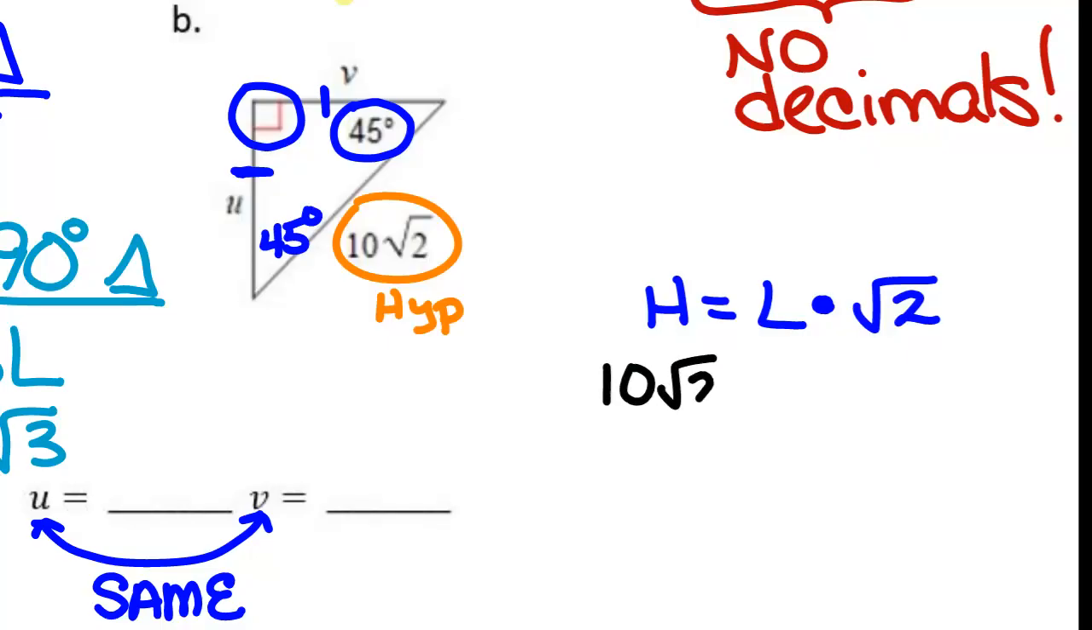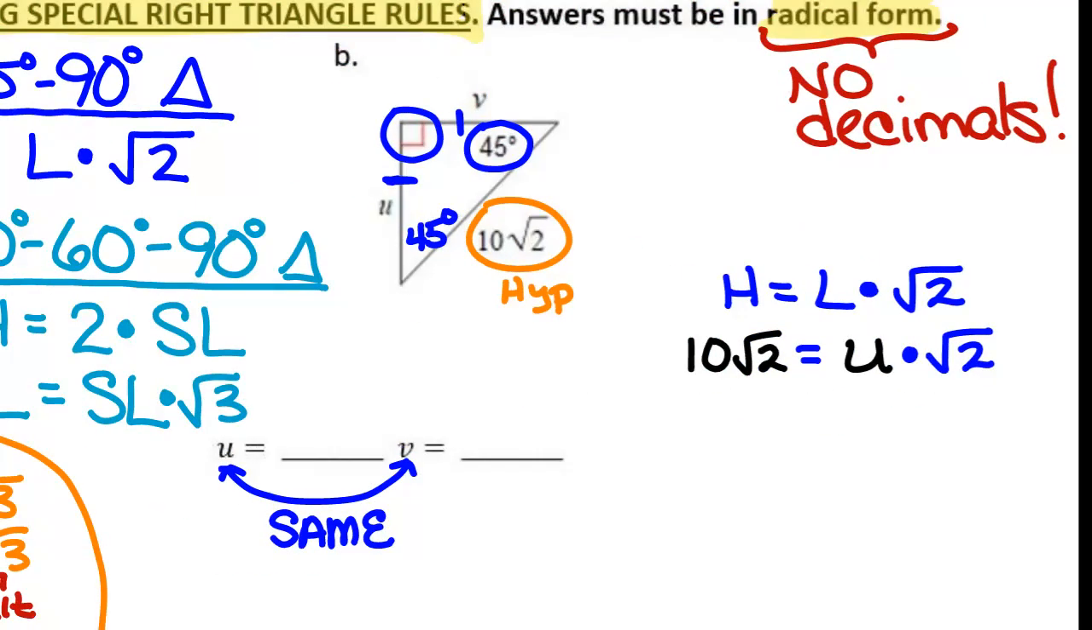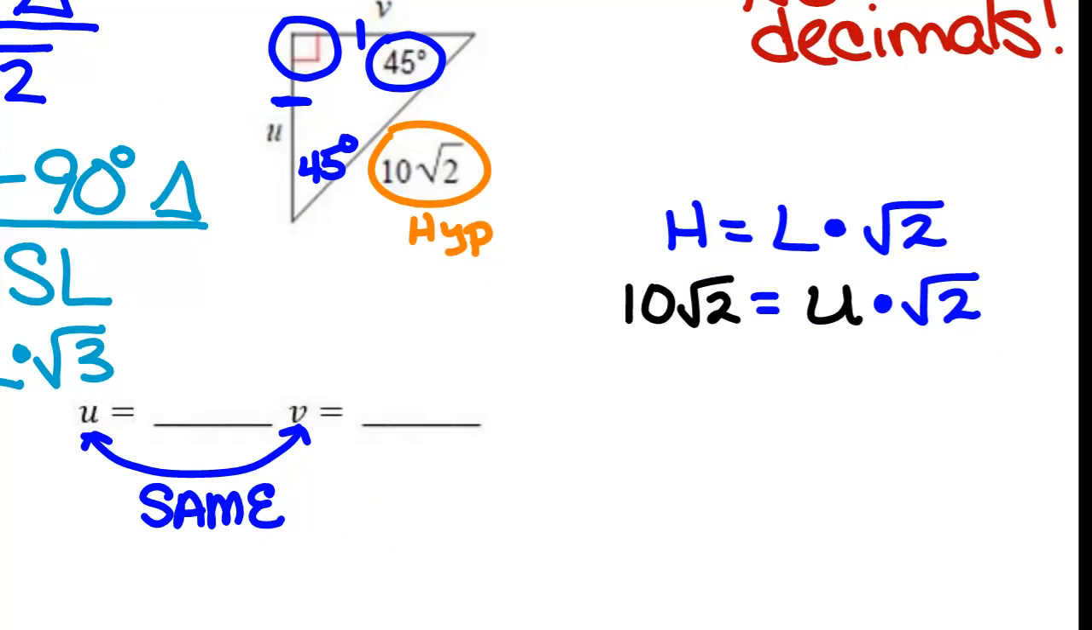10 square root of 2 equals, I have to pick either U or V that I'm solving for, but I know they come out to be the same, so it doesn't matter which one I pick. Are you guys okay if we go with U? I'm just literally going in alphabetical order here. U times radical 2. I need to get the U all by itself. How do we undo multiplication? Division. So what are we going to divide by? Square root of 2.